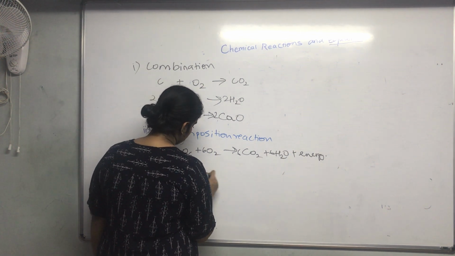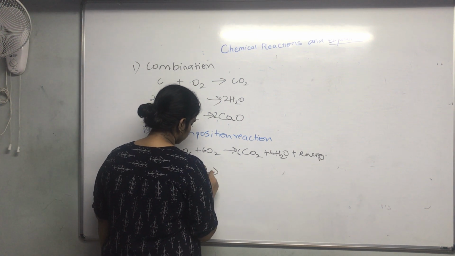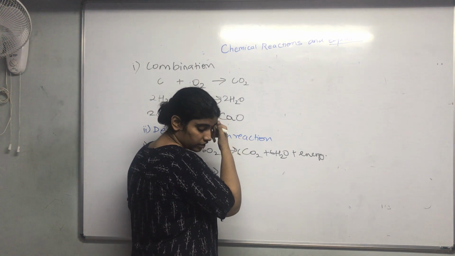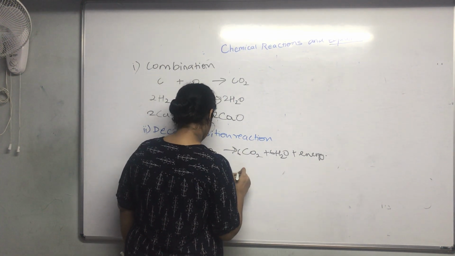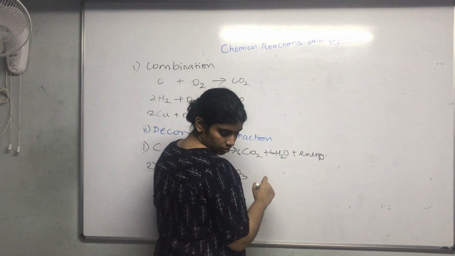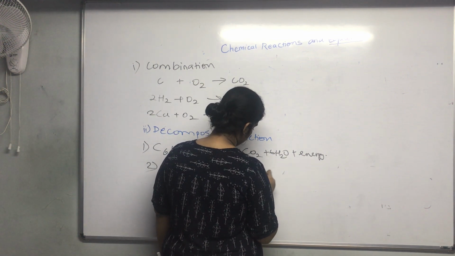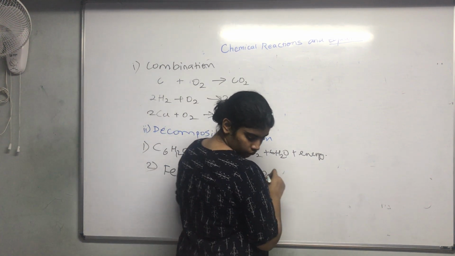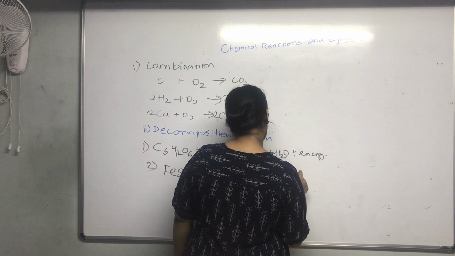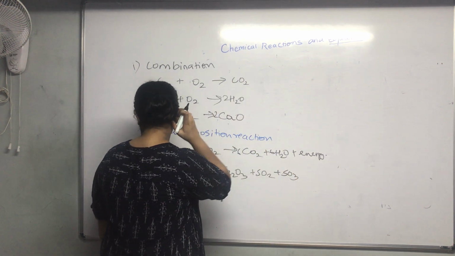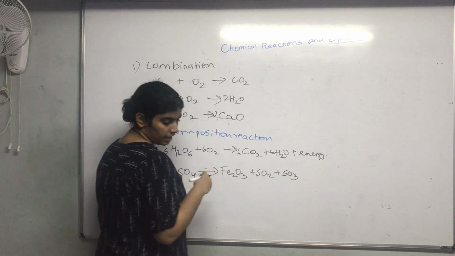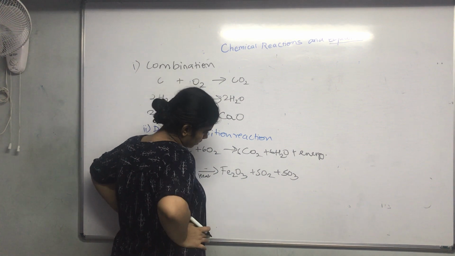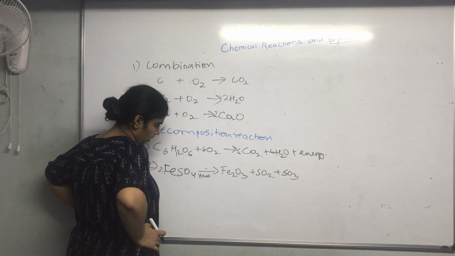Ferrous sulfate in the presence of heat, you draw a triangle, you spell it, it's one and the same, gives you ferric oxide plus sulfur dioxide plus sulfur trioxide. Now again, if I balance this reaction, just take it 2, so I guess the whole reaction is balanced.